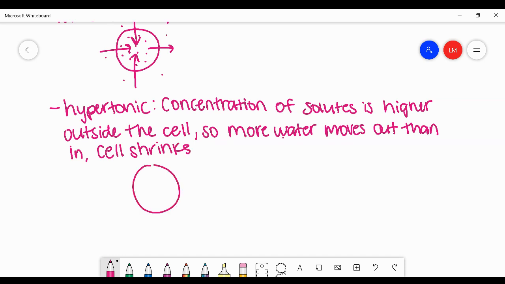So here is our cell. We've got some solute on the inside and lots on the outside. And so in search of balance, we will have water moving out, water moving out, water moving out, but still some water moving in.